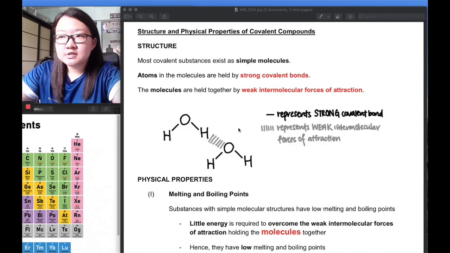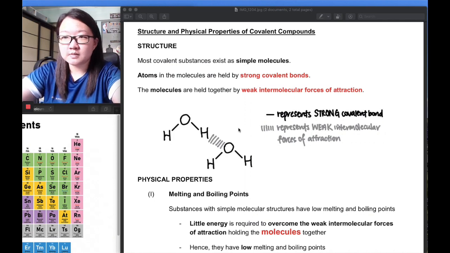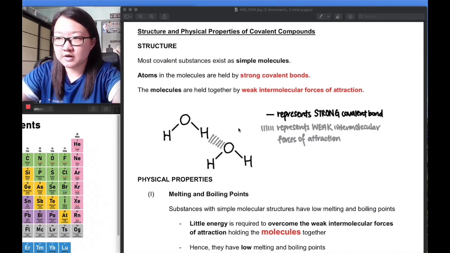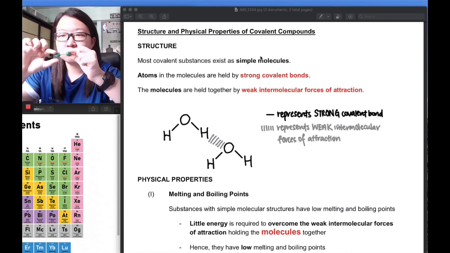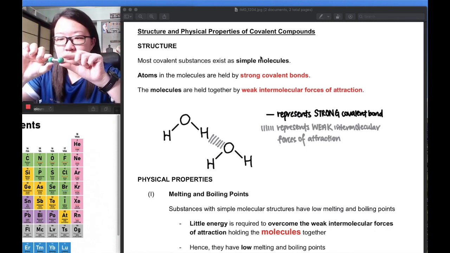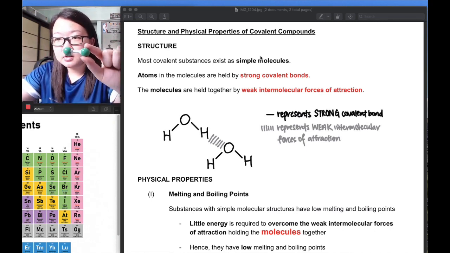Okay, so the reason why halogens have low melting and boiling points, as I've said, you have learned this before in covalent bonding. So let's have a look at this. This was our notes from chemical bonding, under structure and physical properties of covalent compounds. Like we mentioned earlier on, group 7 elements are covalent molecules, right? So over here, I'm going to bring up a molecule. Can you see? Yeah. Okay, so this I will call fluorine.